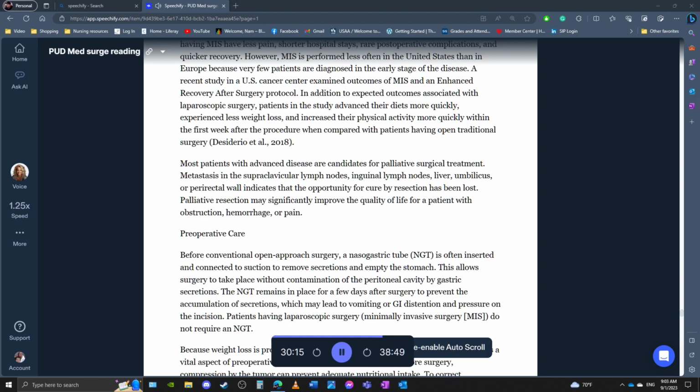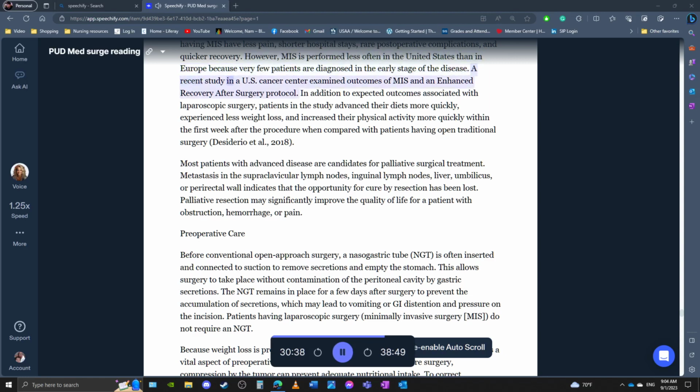Surgical management. Surgical resection by removing the tumor is the preferred method for treating gastric cancer. The primary surgical procedures for the treatment of gastric cancer are total and subtotal gastrectomy. In early stages, laparoscopic surgery plus adjuvant chemotherapy or radiation may be curative. Patients having MIS have less pain, shorter hospital stays, rare postoperative complications, and quicker recovery. However, MIS is performed less often in the United States than in Europe because very few patients are diagnosed in the early stage of the disease.